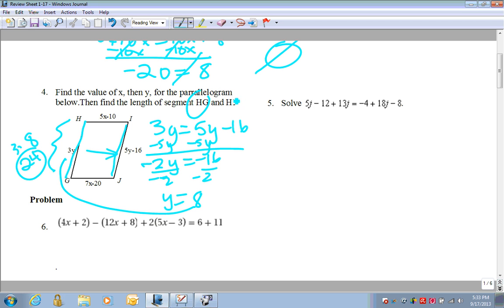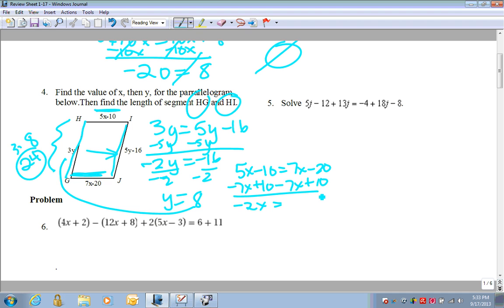I also need to find the length of HI. HI is this top piece, which is congruent to the bottom piece. So I have 5x minus 10 is equal to 7x minus 20. Letters to the left, and I get negative 2x is equal to, whoops, I'm going to do my numbers to the right, and that gives me negative 10. Dividing both sides by negative 2, I get x is 5.